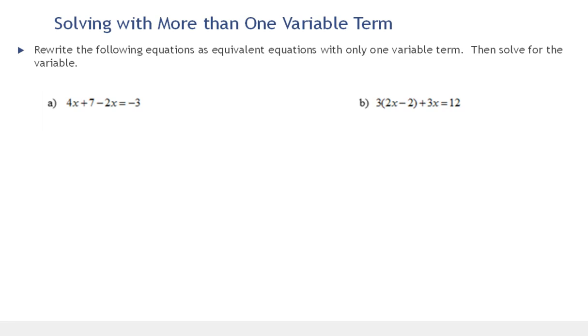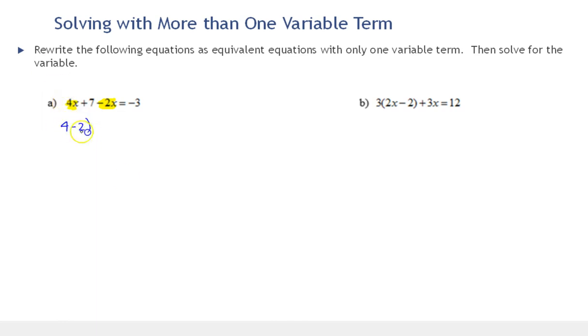So let's try these first two problems. Rewrite the following equations as equivalent equations with only one variable term, then solve for the variable. So let's look at part A. Now notice on the left-hand side we have two variable terms. We have 4x and negative 2x or minus 2x. Okay. So since they're both on the same side of the equation, we can combine these. Okay, so think of this as a separate expression. This expression equals the expression negative 3. We can combine on the left-hand side like we learned before. And just to remind you, this is how we did that.